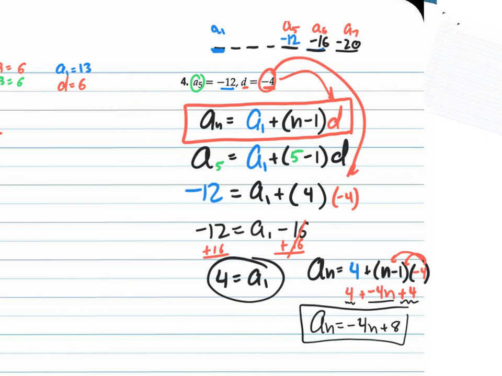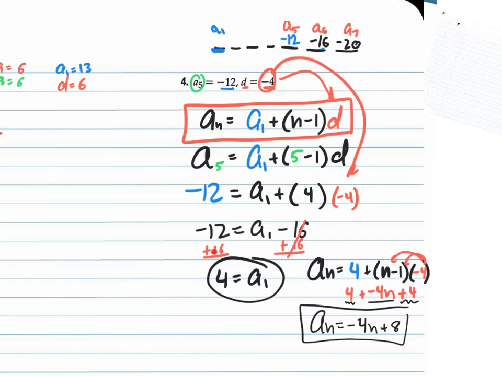If you're going in the opposite direction, you should be adding 4, right? If you go negative 12 plus 4, that's negative 8, plus 4, that's negative 4, plus 4, that's 0, plus 4, that's 4. So a sub 1 is 4. And that's doing it logically.